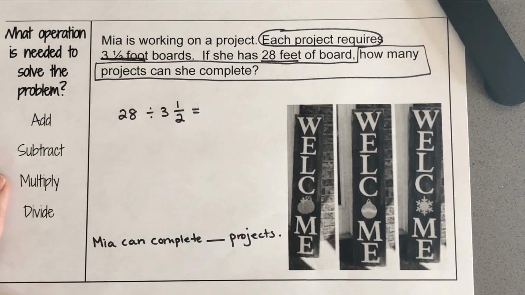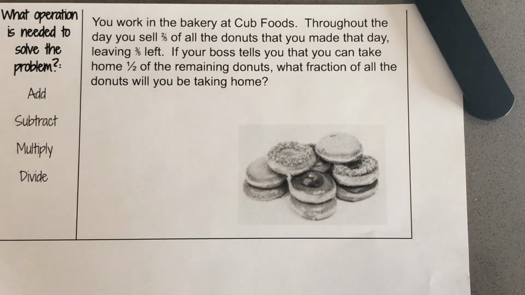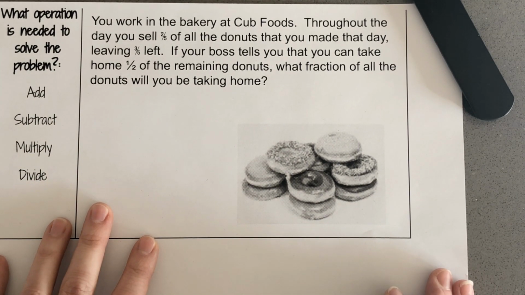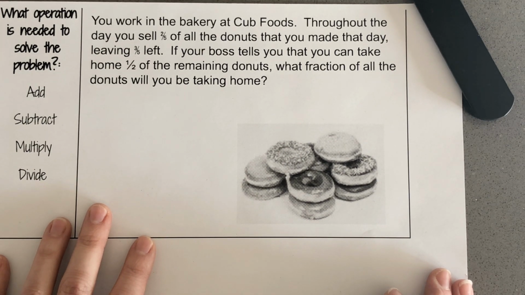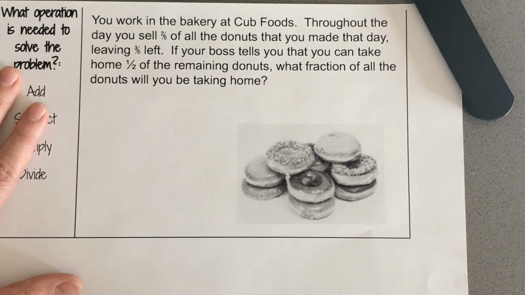Let's do another problem. Again, there is nothing you need to write down yet. All you have in your notes so far are the marking the text steps. Don't worry, we'll be adding a little bit more in just a few moments. Here's our next problem. You work in the bakery at Cub Foods. Throughout the day, you sell 2/5 of all the donuts that you made that day, leaving 3/5 left. If your boss tells you that you can take home half of the remaining donuts, what fraction of the donuts will you be taking home? What fraction of all the donuts will you be taking home?